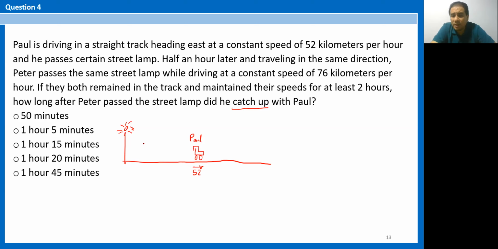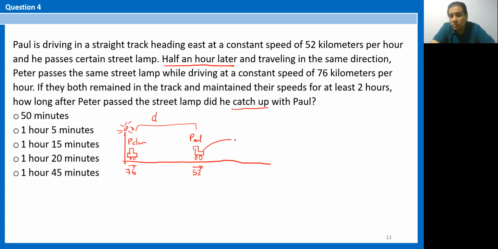Then, half an hour later, Peter also passes through the same street lamp. And he goes faster, 76 kilometers per hour. Evidently, in that half an hour, right, Paul has been able to run a certain distance. Okay? And then we're asked, how long after Peter passes the street lamp he catches up with Paul.